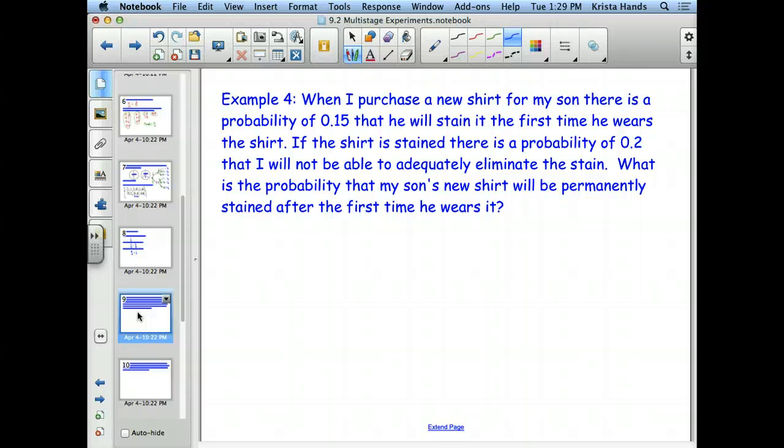This one's a little bit different. The tree diagram actually looks different. So what is the first event that happens in this argument? Whether or not he gets a stain, right? So my first node comes out being that he either gets a stain or he gets no stain. And understand this, if he gets no stain, I don't have to scrub the shirt, right?